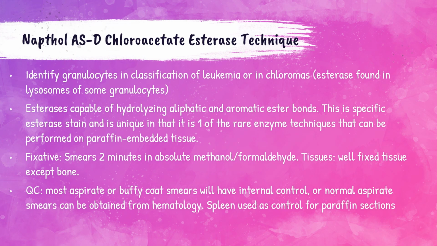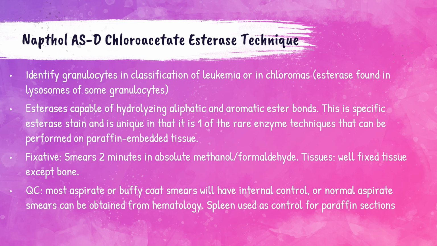The naphthol ASD chloroacetate esterase technique is used to identify granulocytes in the classification of leukemias or in chloroma. This is because esterase is found in lysosomes of some granulocytes, and granulocytes are white blood cells that have granules present in them. Chloroma is also called myeloid sarcoma, which is a rare cancerous tumor type.